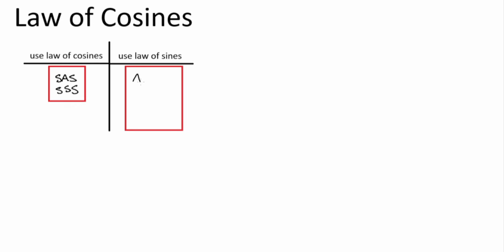So remember, AAS, ASS, ASA, and so on. If you have any of these triangles here, use the law of sines. But if you have an SAS or an SSS triangle, use the law of cosines.